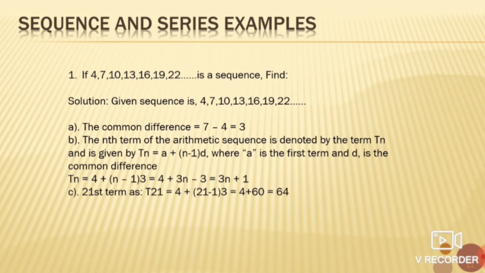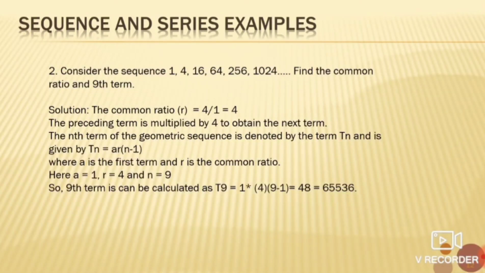The 21st term: T21 equals 4 plus 21 minus 1 times 3, equals 4 plus 60, equals 64. In the next example, the geometric sequence is presented. As in the example, the difference is only in the ratio and formula compared to the arithmetic sequence.